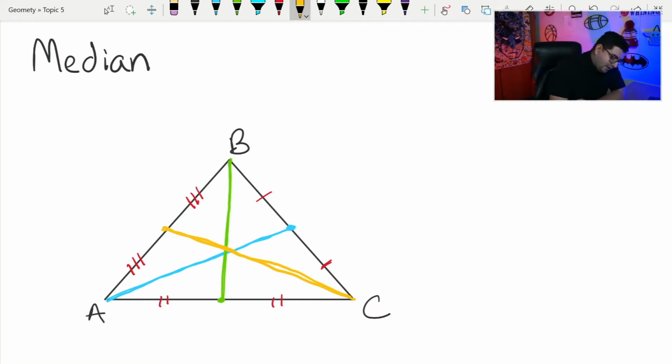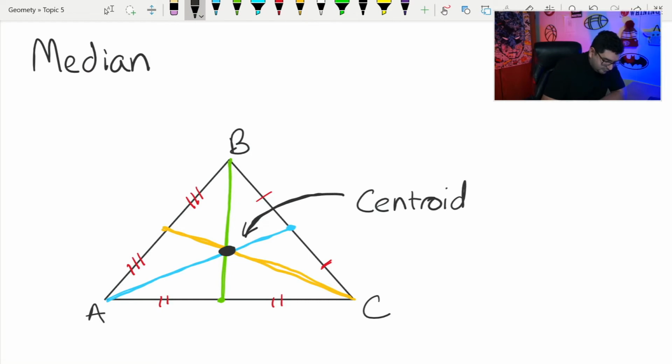Now, the point where they intersect, which is right here, also has a special name. This point is known as the centroid. Okay, so when you have medians intersecting, whether it's 2 or 3, the point where they intersect is what we're going to call the centroid.